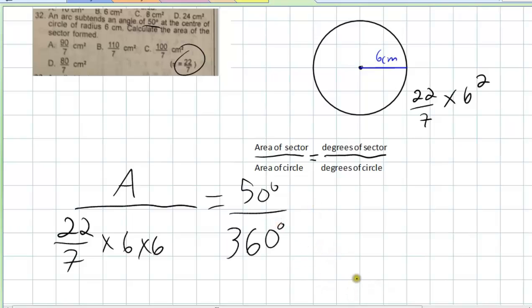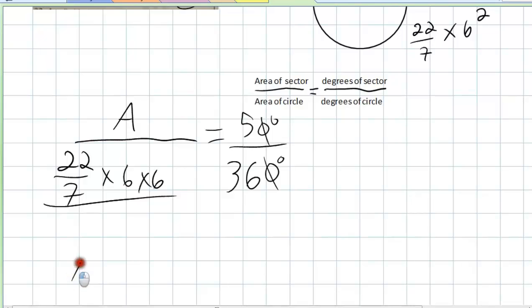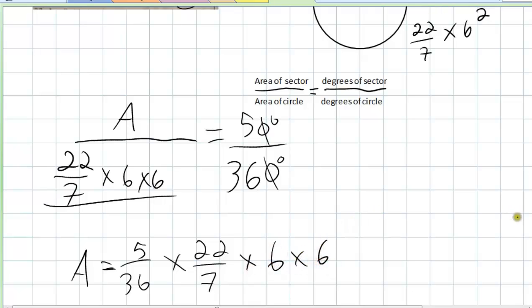So now I'll start getting around to simplifying. 50 over 360, we can cancel out the zeros and say this is like 5 over 36. And then I'm also going to multiply both sides of the equation by this, so that way I can start solving for what the area of the sector is. So I'm going to set this equal to 5 over 36 times 22 over 7 times 6 and times 6 again.